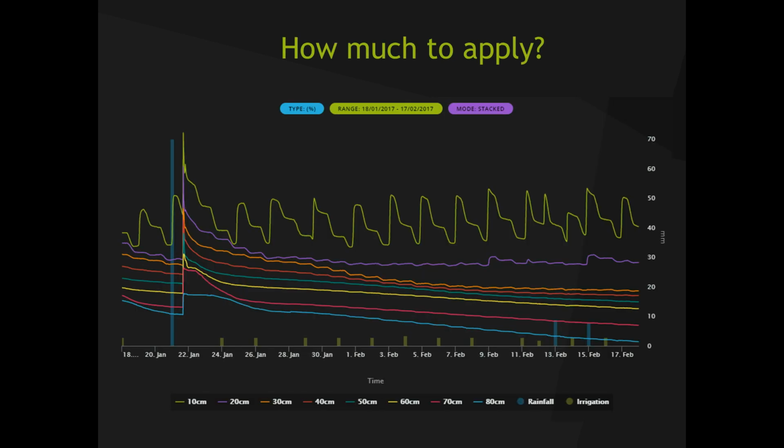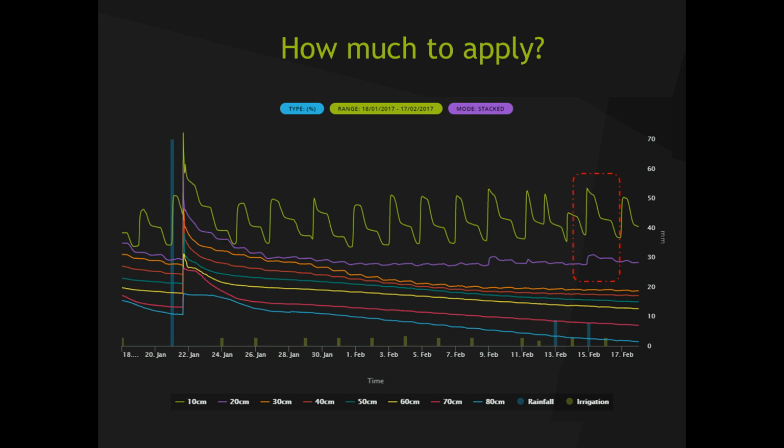How much to apply? The data shown here is from an avocado crop being grown in a sandy loam soil. We can see the impact of a 70mm rainfall event, with moisture working its way down through the profile to at least 80 centimetres. We can also see, following that event, where in the profile the crop is drawing moisture from. Irrigations are kept short and frequent to maintain moisture levels in the crop's active root zone.